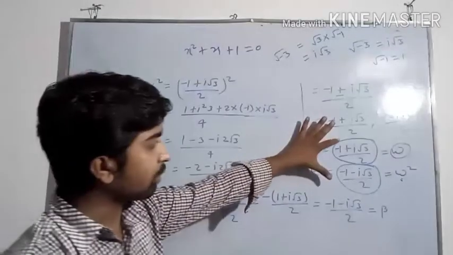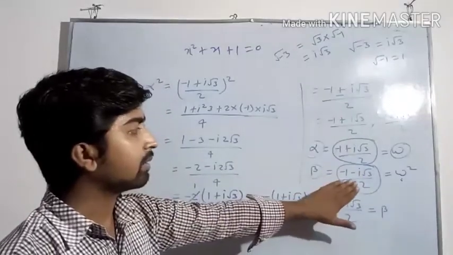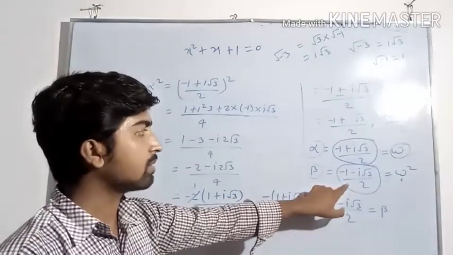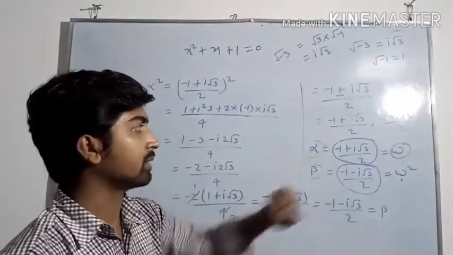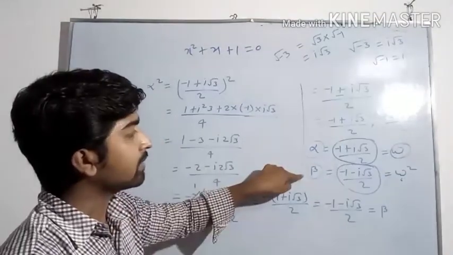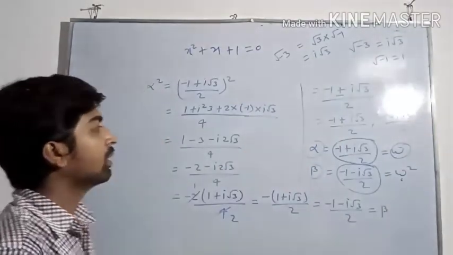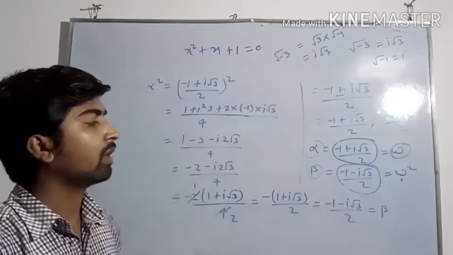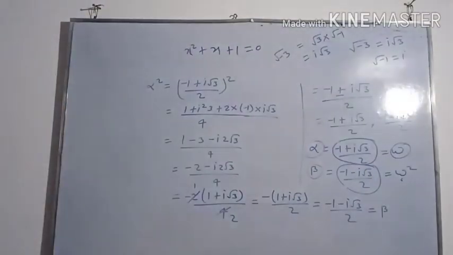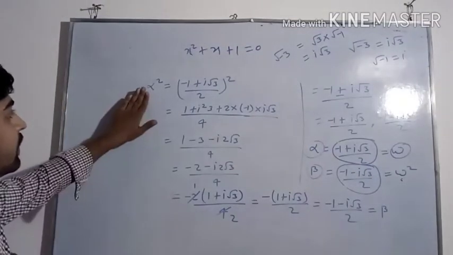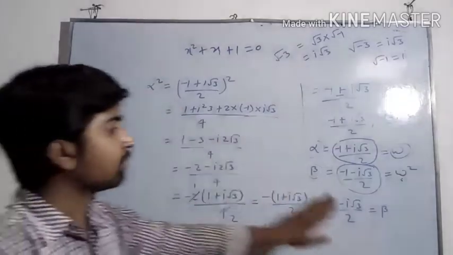If this is omega, then this is omega square, because this is the square of this. Means beta is the square of alpha. Here we have proved alpha square equals beta.